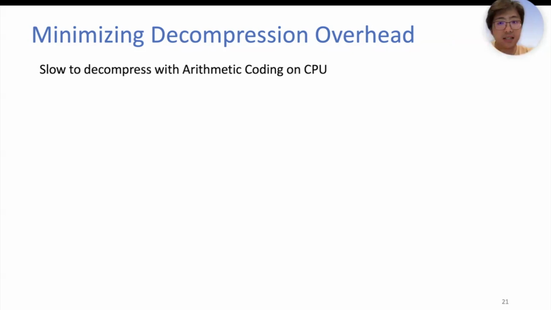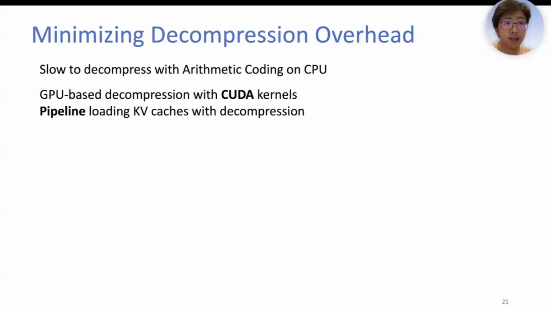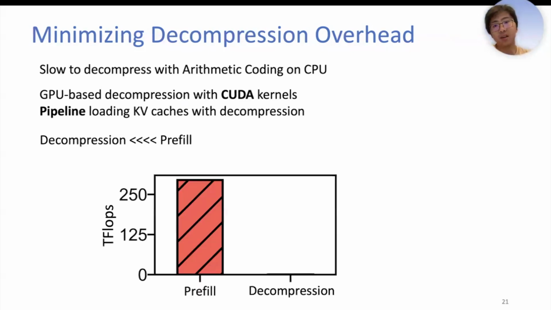Since it is slow to decompress with arithmetic coding on CPU, we wrote a custom CUDA kernel to do this arithmetic coding, and we pipelined the transfer of the KV cache with decompression. One thing worth noting here is that decompression cost is much, much smaller than prefill. So this is an intuitive comparison. The y-axis is the number of teraflops, floating point operations. And as you can see here, decompression is almost invisible if you compare them visually.